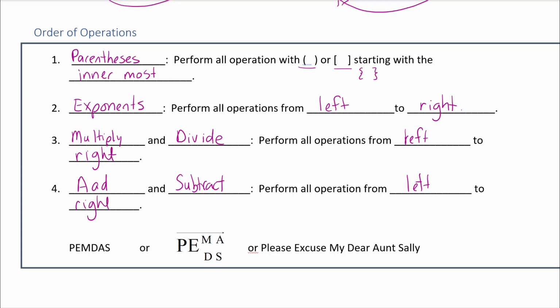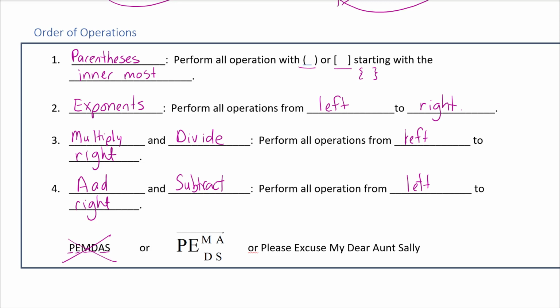Now, we have an easy way of remembering this called PEMDAS. P stands for parentheses, E exponents, then multiply and divide, and add and subtract. A lot of students will memorize PEMDAS and think there are 6 steps to PEMDAS. There are not, because multiply and divide belong in the same step going left to right. Add and subtract go in the same step left to right.